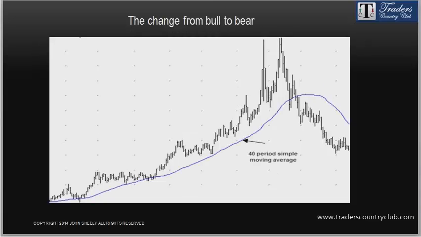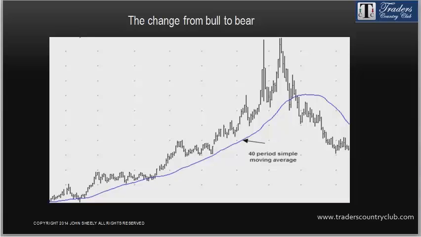I have now placed a 40-period simple moving average in the chart. You can see that except for a few minor violations, price stayed above the moving average during this bull market. But then prices began to stay under the average as the bear market began to develop. This is the general purpose of the moving average.